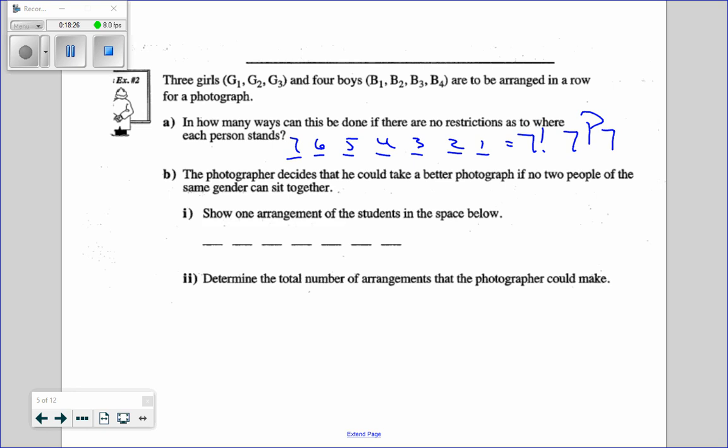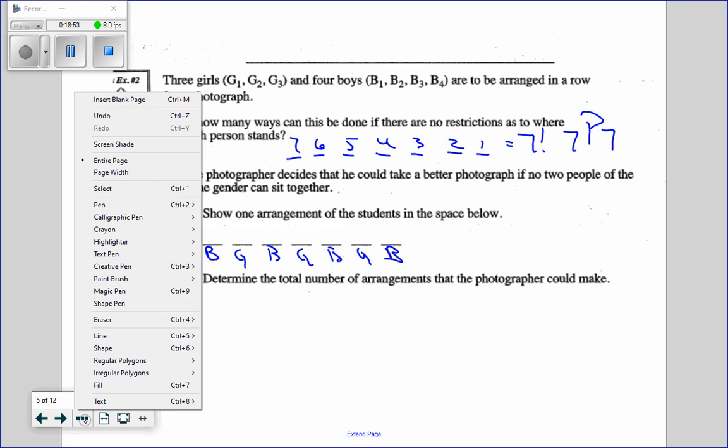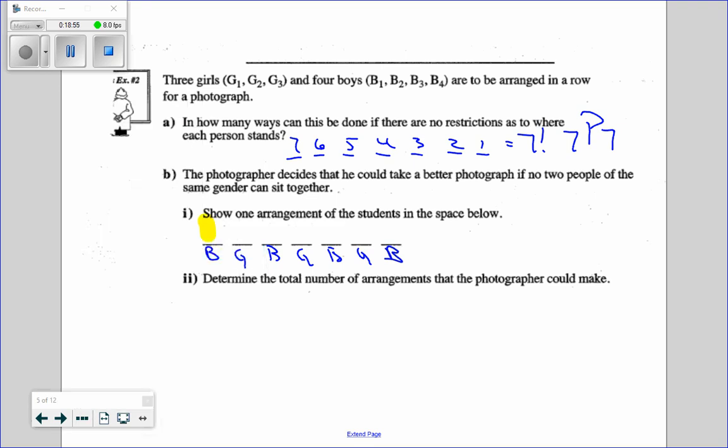Okay. The photographer decides that he could take a better photograph if no 2 people of the same gender sit together. What does that mean? They have to alternate. So you've got more boys than girls. So that means it has to go right. Boy, girl, boy, girl, boy, girl, boy. 4 boys, 3 girls. Okay. Just give me a second here.